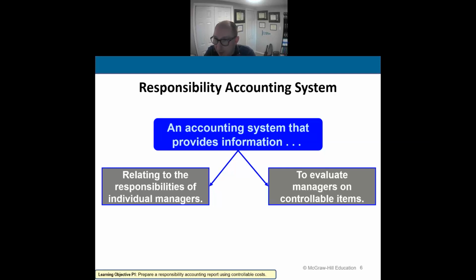How do I do that? I take my budget that we talked about in previous chapters, and I compare my actual performance to my budgeted performance. And what that tells me is how well I'm doing. And I use that information to evaluate my performance.